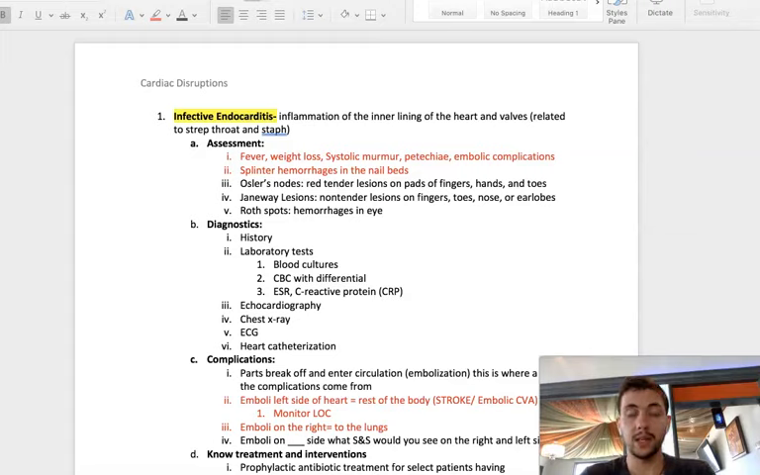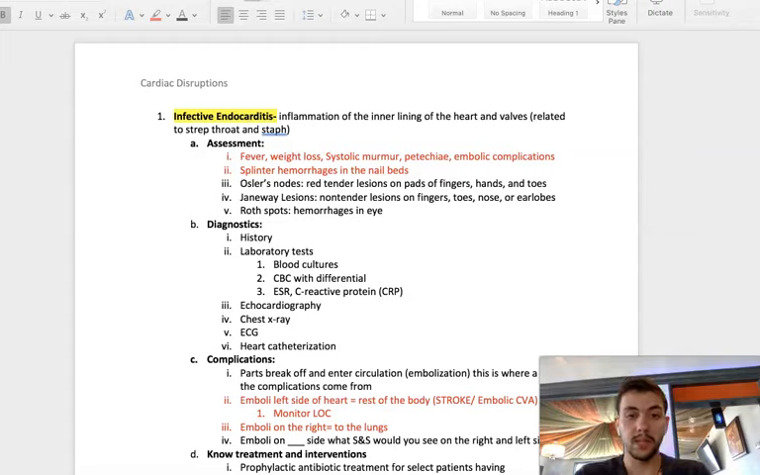We know anything that ends with itis means it's an inflammation. And endo, we know it's inside, and card refers to cardio, so it's inflammation of the inner lining of the heart and valves. Usually, it's an untreated strep throat or a staph infection that could cause infective endocarditis if it's not treated well.